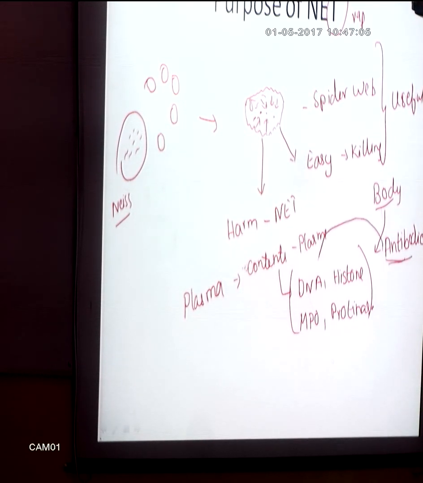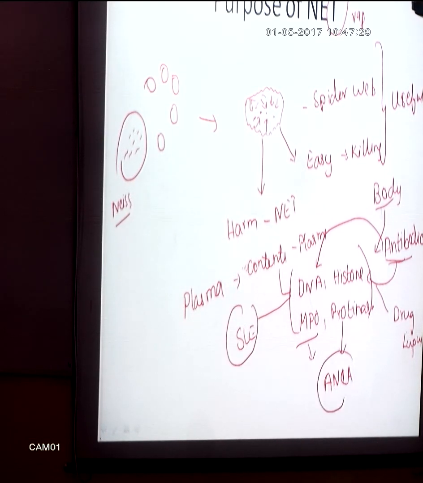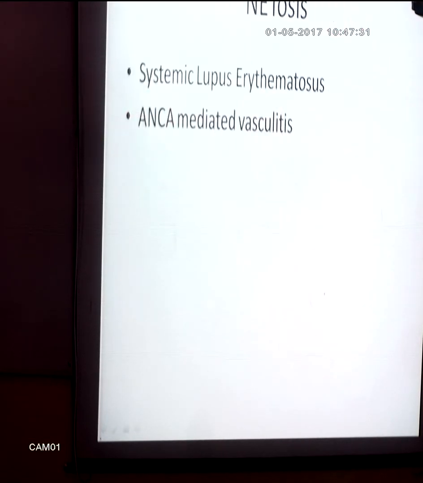Antibody to DNA. What will we have? SLE. Cute. Antibody to histone: drug-induced lupus. Again lupus. Antibodies to MPO, proteinase. What is that? ANCA. Great. So all these diseases are now classified into netosis.